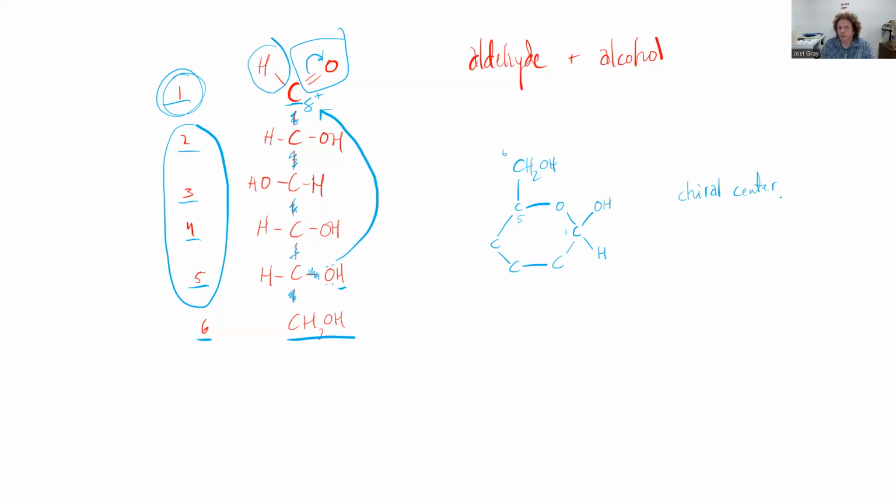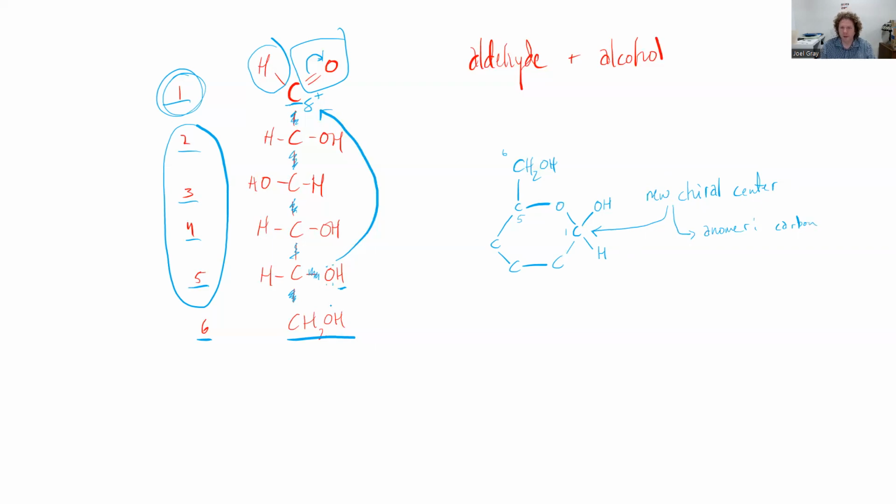Specifically, it's a new chiral center. Carbons 2 through 5 were chiral centers, and they'll remain chiral centers, but carbon 1 was not a chiral center, and is now. I'm going to add in a new chiral center, and I'm going to qualify that and use the term for this. This is known as the anomeric carbon.